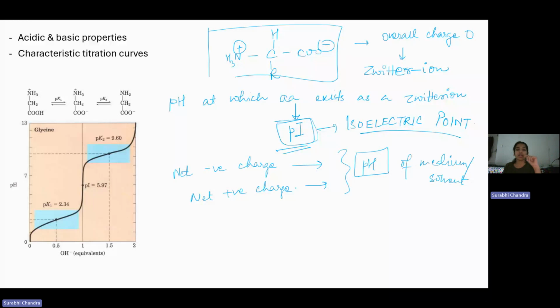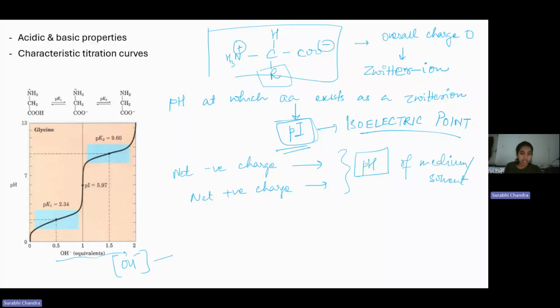So this is the briefing before we move on to the titration, the characteristic titration curve of an amino acid. Every amino acid, because the R group varies so much, has a characteristic titration curve, where the y-axis represents the pH range and the x-axis is basically the concentration of OH minus ions.